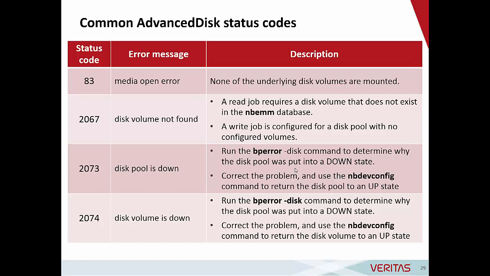On the right side, this can happen if we've had a major mistake where we have a disk pool configured that contains no volumes. The 2073 and 2074 mean that either the pool or the volume is down and inaccessible, and so I've got to figure out why it's down. Most often this will be connectivity, although I also have to consider physical device failure.